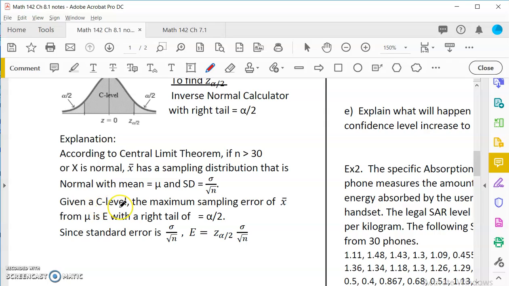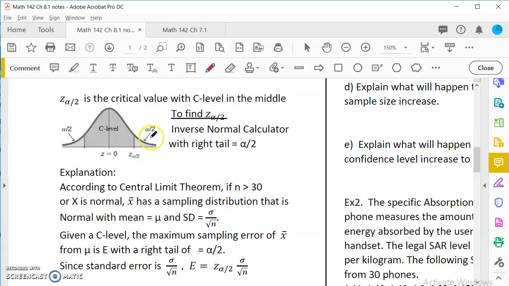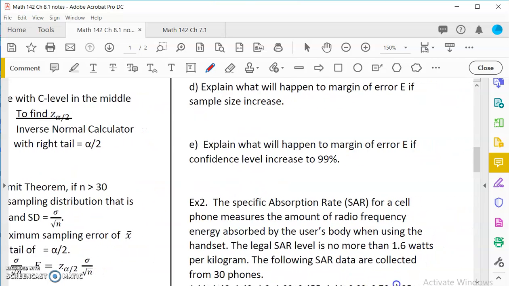C level is something that you decide. If you are a researcher, you say, I want to estimate mu. I want to estimate how many hours people sleep. So I define 90% confidence or 95% confidence. Sometimes in the homework, they would ask you to find the critical value. Remember, critical value is with a right tail of alpha, or alpha over 2 in this case, because we have alpha on two sides. So what you do is you use inverse normal to calculate. So we'll do examples on those. Let's do an example.